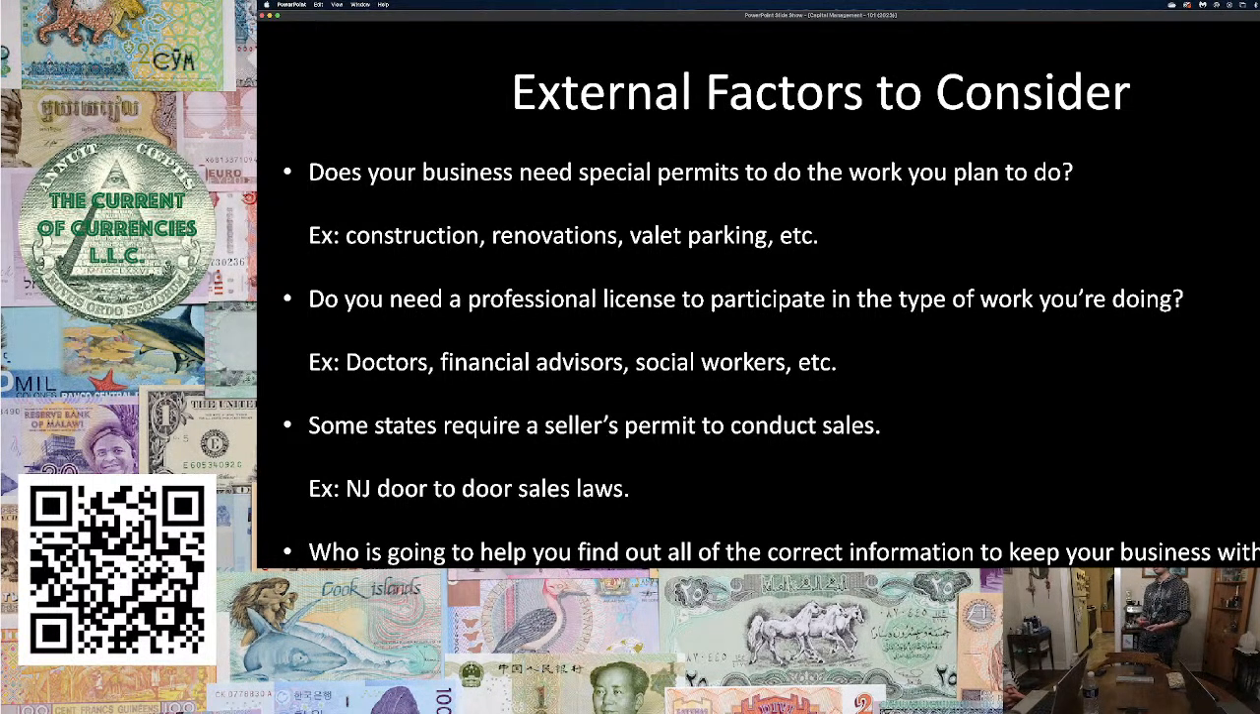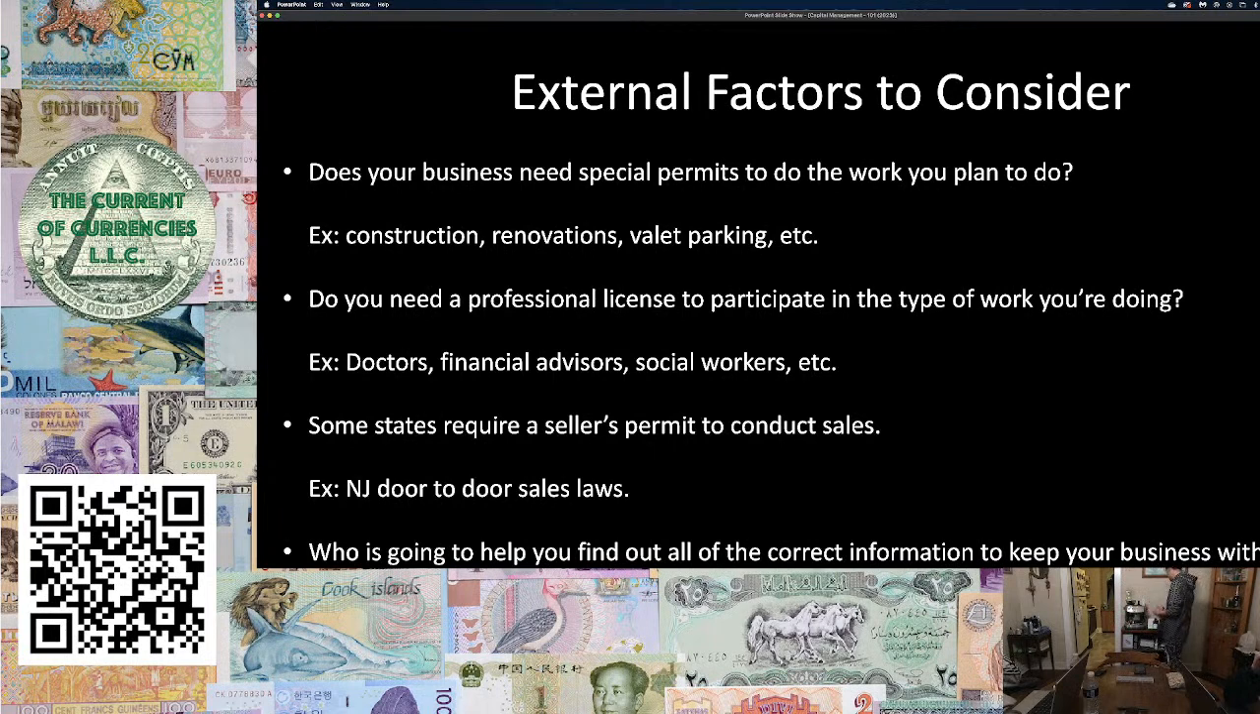So I used to work on a marketing campaign called Inspire, and I needed to orchestrate through each township to make sure that the people that were going door to door had an effective permit so that they could knock on doors and not get the cops called on them and kicked out of the neighborhood. So it's another thing that if you're doing those types of sales or marketing jobs, you're going to need to take into consideration. So who is going to help you find out all of the correct information to keep your business within lawful regulations? I will. That's what I do for a living.